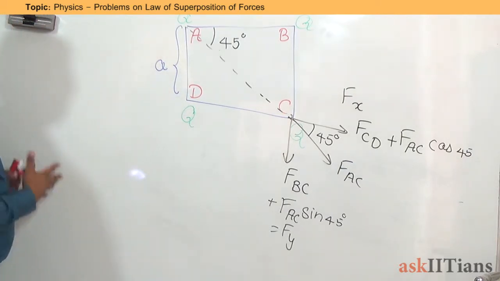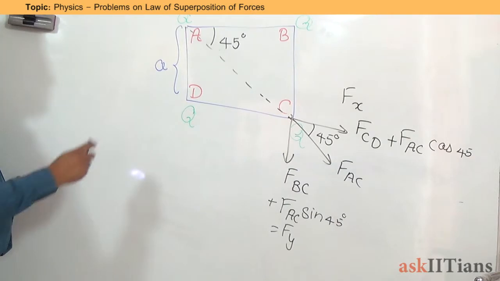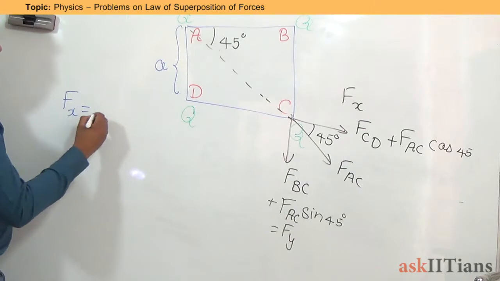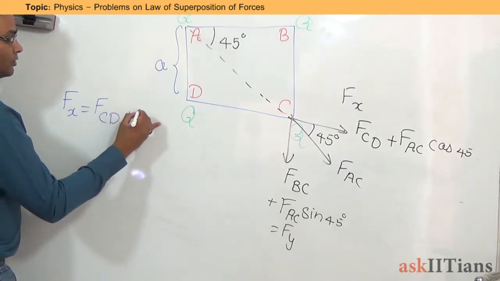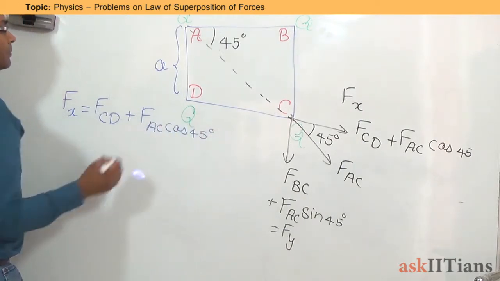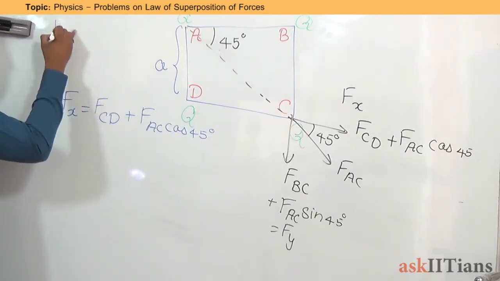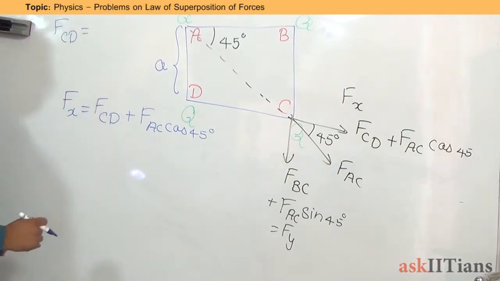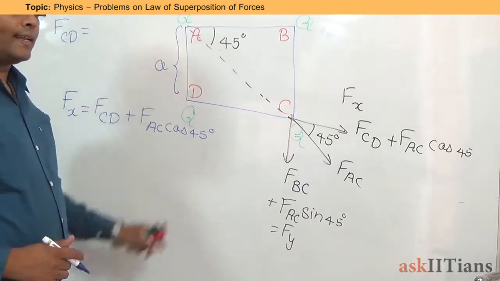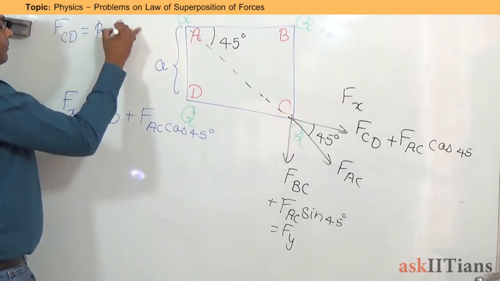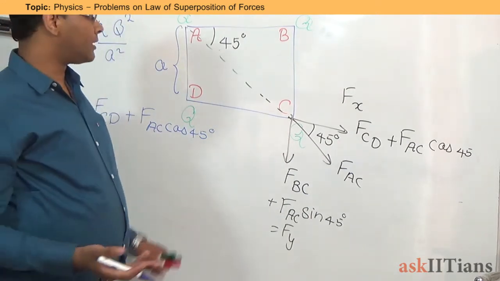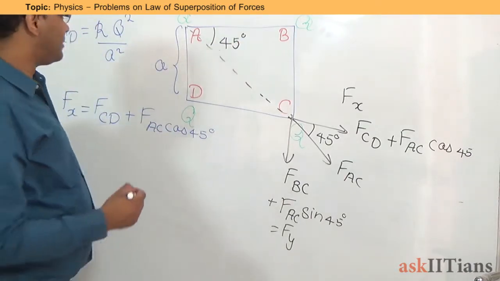So it has become very simple. I now have two forces. One is, what is Fx? Fx will be equal to FCD plus FAC cos 45. But what is the value of FCD? Let's try to figure it out. FCD is just this. The charges are the same and the distance is A. So this can be simply written as K Q squared upon A squared. And if you do not take the directions into account, this value is the same as the force FBC.